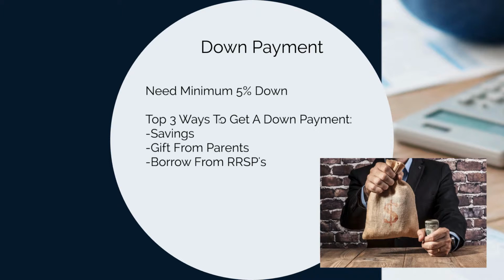Now, I did say the minimum down payment that you need is 5%. There are some other things that come into play when you're doing 5% that increase your mortgage amount with getting insurance through a company like CMHC. If you put 20% down or more, there are no CMHC fees, but I'm not going to go into details with that. I just wanted to show you what the minimum was and the three main ways that people do get their down payment.